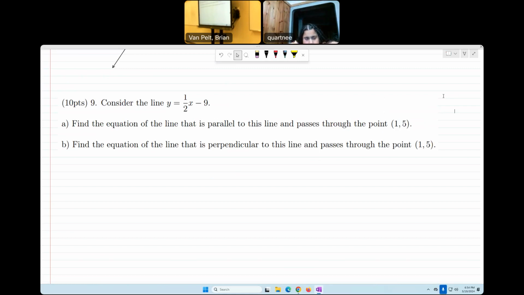Now, what formula is this? There's no real formula at all. I mean, y equals mx plus b comes into play.